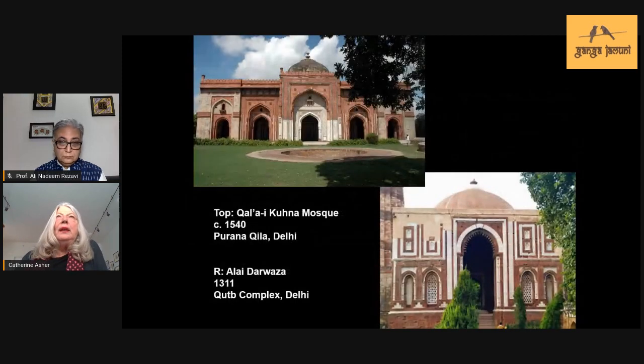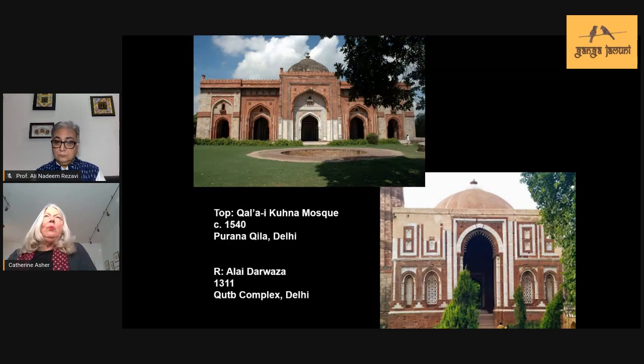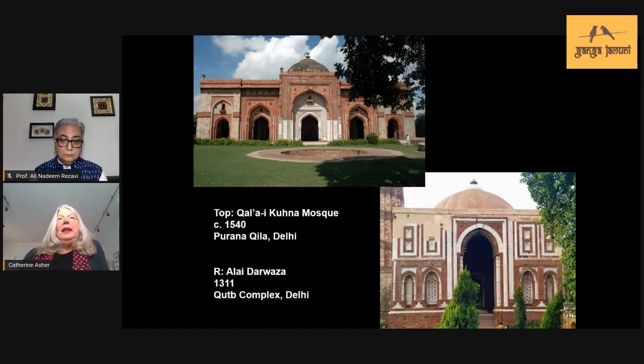But the red sandstone with the white marble trim, which we of course know is the dominant overall appearance of the tomb, is certainly modeled on earlier Indian prototypes. The initial one would, of course, have been the 1311 Alai Darwaza, and more contemporary would have been the mosque in the Purana Qila.